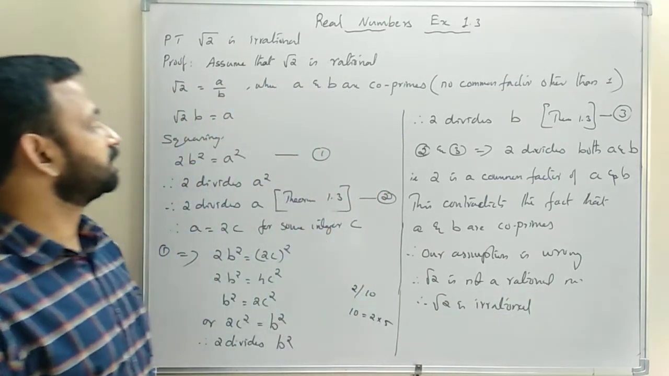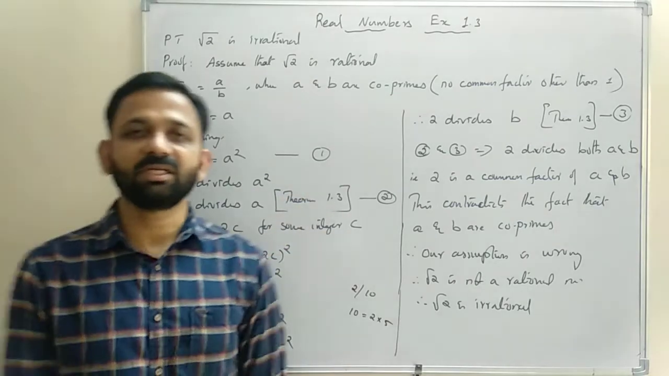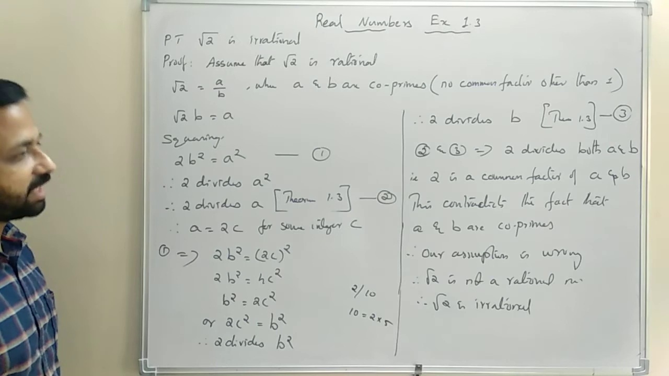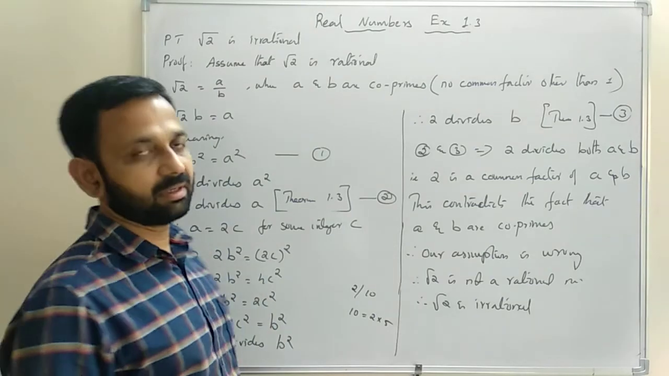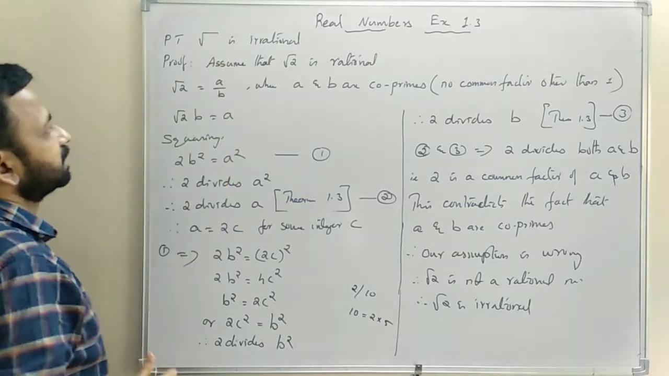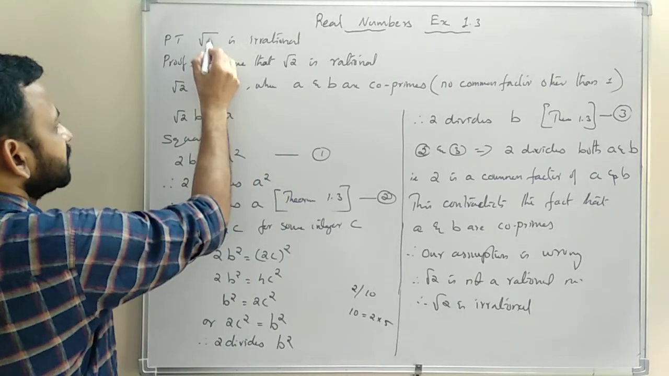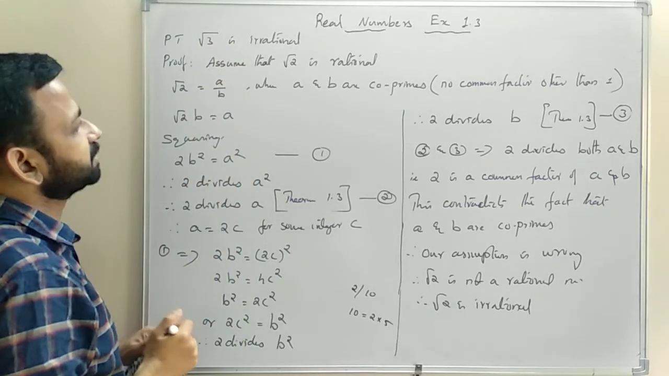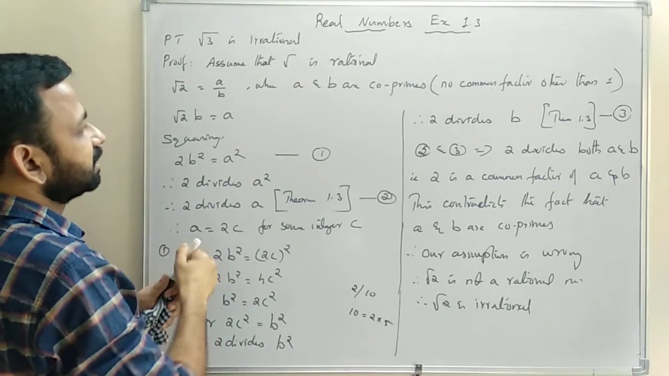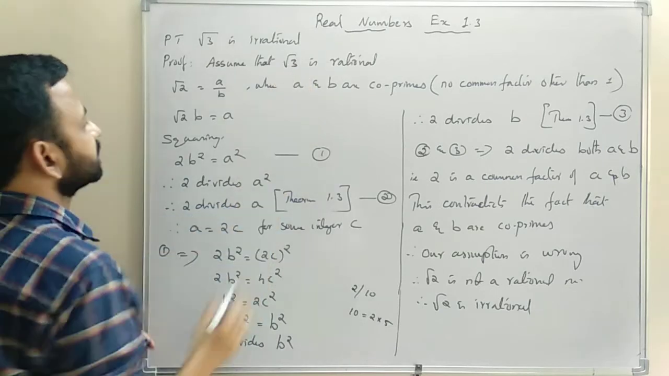So, we got root 2 is irrational. Now, similarly, we can prove root 3 is irrational, root 7, root 5, etc. Suppose we want to prove root 3 is irrational. Same steps we can follow. Assume that root 3 is rational.